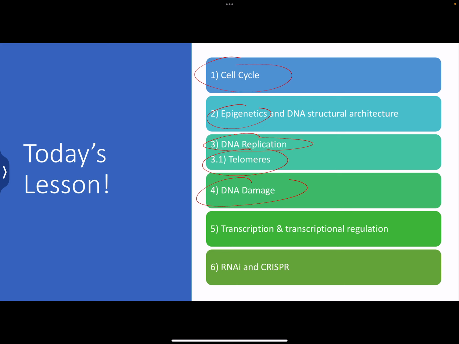DNA damage repair mechanisms. We have NER, BER, MMR, double strand break repair, transcription and transcriptional regulation with an emphasis on the lac operon. And finally, we'll close off with RNA interference and CRISPR.